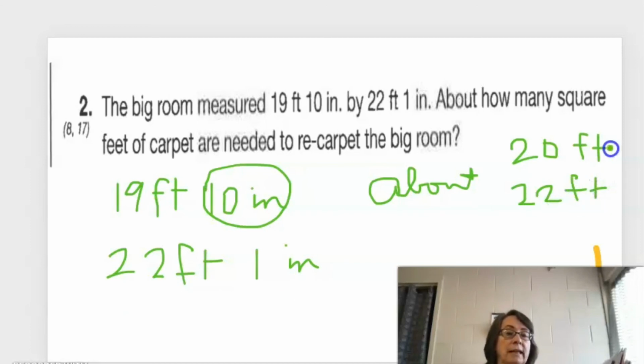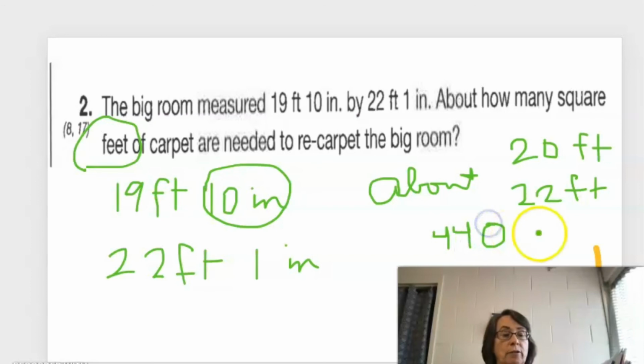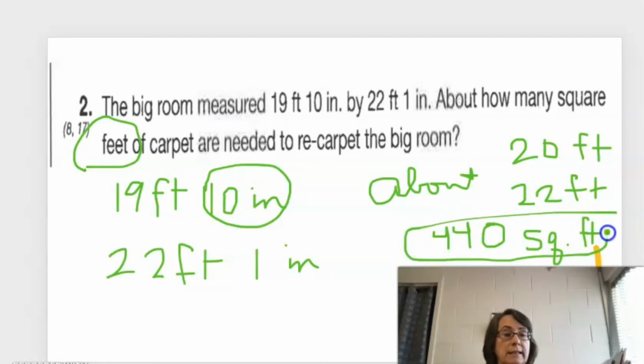So now to get square feet, remember if they had said square yards, we would have to do a little bit of converting, but they said square feet. This is in feet, this is in feet. So 20 times 22 will be 2 times 22 with another 0 tacked on. So that's going to be 44 with another 0 tacked on, or 440 square feet. 440 square feet is the square footage of the room.